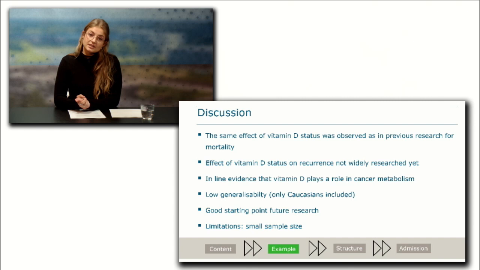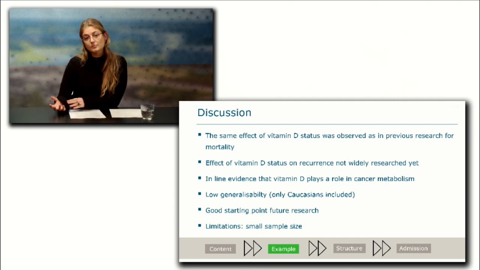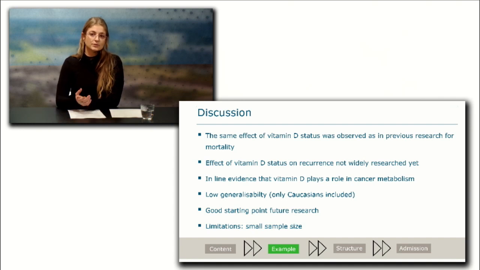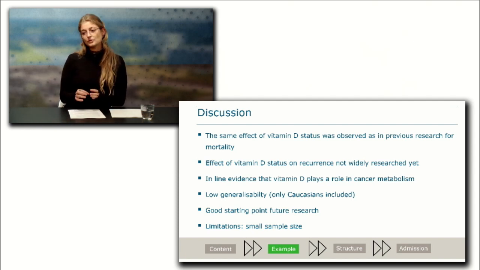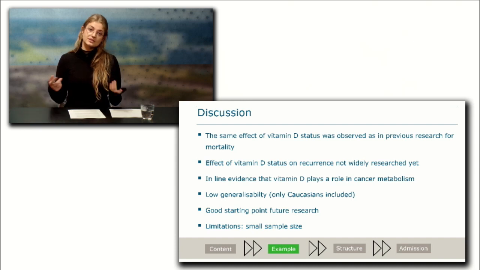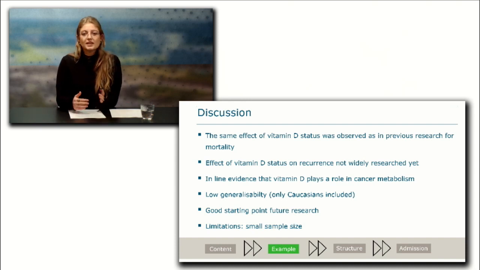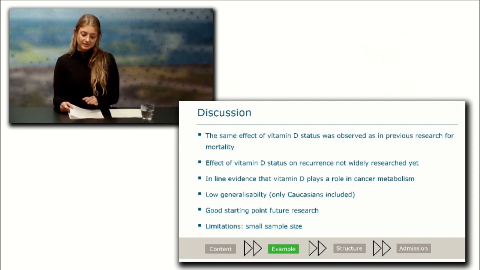A limitation is that it's low generalizable because I only did analysis in Caucasian people, so you cannot extrapolate this to other ethnicities. And for the genetics, I can say that's a good starting point for future research. I found some effects, but the effects were small. The sample sizes were very small because I needed to exclude people from whom I didn't have the vitamin D status or genetic data. So in the end, there were very small sample sizes, and I could not really see a difference or big effects.